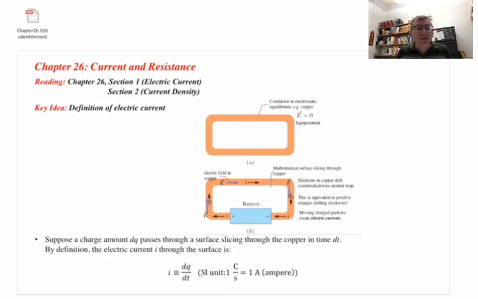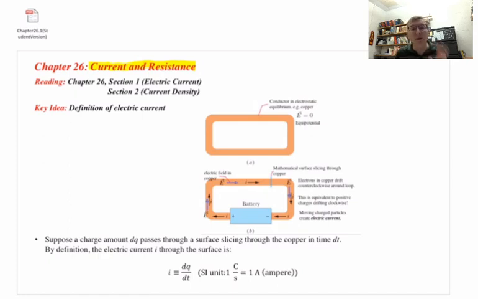Hello again. This is video lecture 26.1, our first lecture on chapter 26, which is about current and resistance. In fact, in chapter 25, we started a kind of transition from just theoretical electrostatics to applications in studying electric circuits. Capacitance is an important property of a circuit element, a common circuit element called a capacitor.